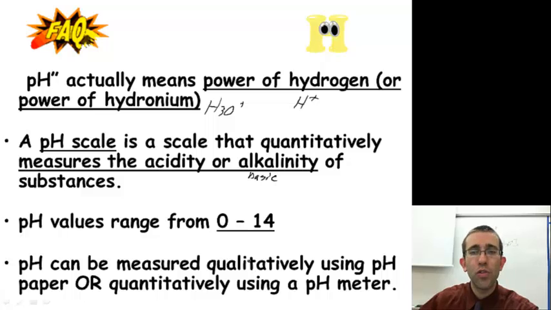Qualitatively is when we use our indicators, right? Remember our litmus paper? If it's an acid, it turns red. If it's a base, it turns blue. That's qualitative. It's only telling us whether we have an acid or base. Quantitatively, we have these things called pH meters. You take the meter, you put it into your acid or base solution, and it'll give you a number and tell you the exact pH.